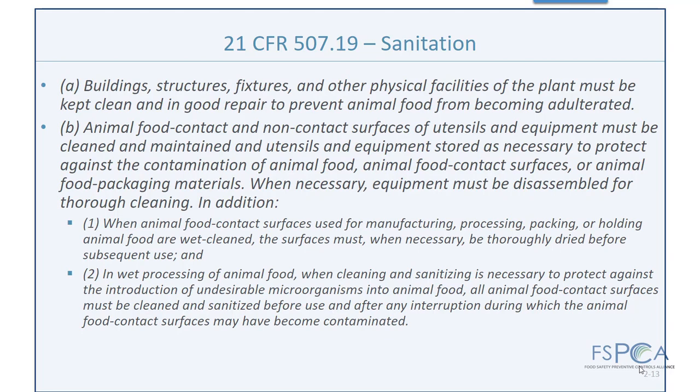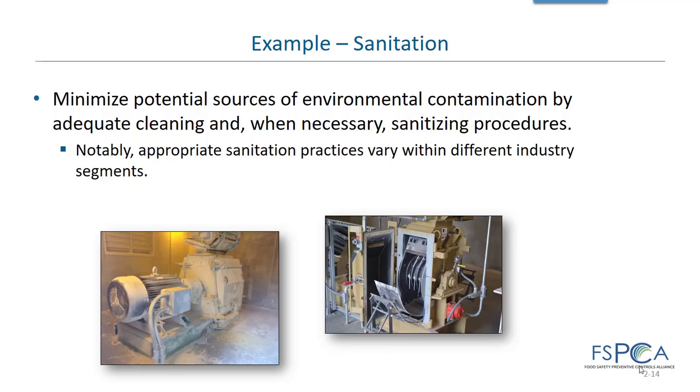Okay, I think all of that makes a lot of sense, right? If we are using utensils and equipment, we should be cleaning them regularly. We need to protect the animal food from contamination via our equipment and utensils, and we need to be specifically diligent when we are using wet cleaning or wet processing of our animal feed. So minimizing the potential sources of environmental contamination by adequate cleaning and, when necessary, sanitizing procedures. This does not say you have to sanitize every animal food contact surface every single day, but it does say, as necessary, you should probably be considering sanitizing procedures.